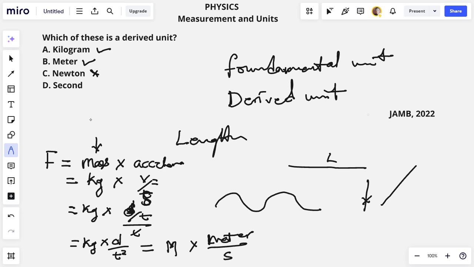Seconds is a unit for measuring what? Time. And there's no way you can split seconds or break down seconds to find other units in it. Seconds is just seconds, so seconds is a fundamental unit. So these three are fundamental units. The question says which of these is a derived unit? C. Newton is a derived unit. So this is the correct answer. Thank you.